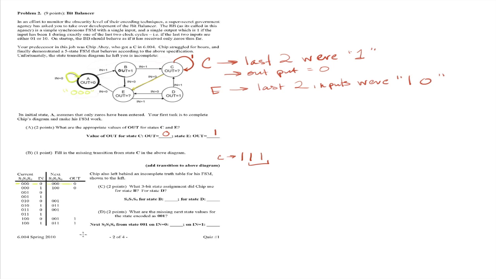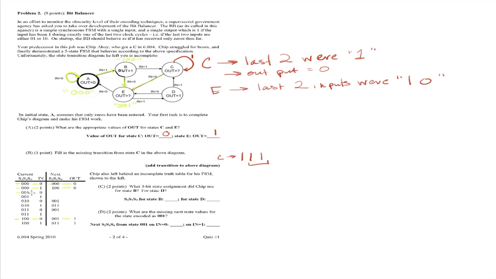Okay? Now, if 0, 0, 0, so that's state A, has a 1 on the input, then it goes to state 1, 0, 0. So a 1 from state A. So this one, state B, must be 1, 0, 0. Now, if we're in state 1, 0, 0, and our input is a 0, then we go to state 0, 0, 1. So E is 0, 0, 1.